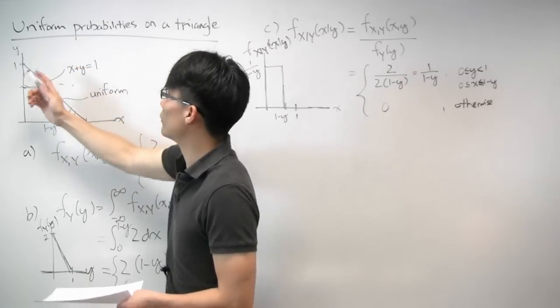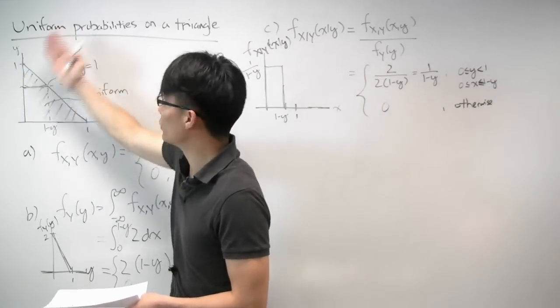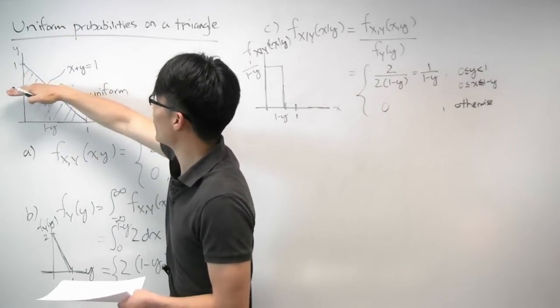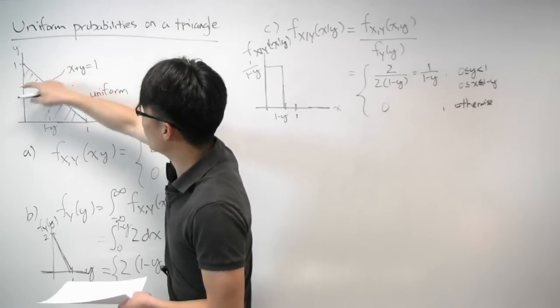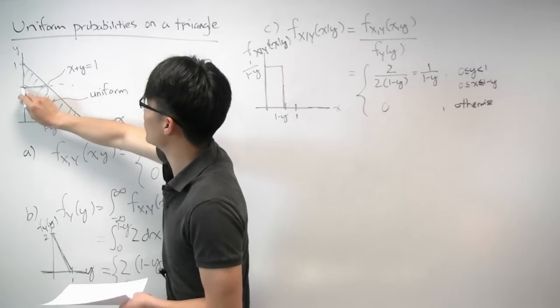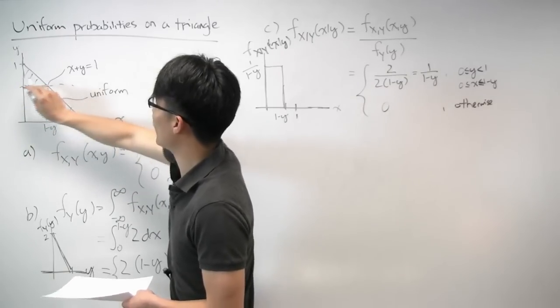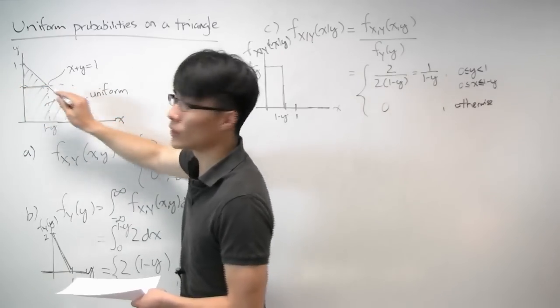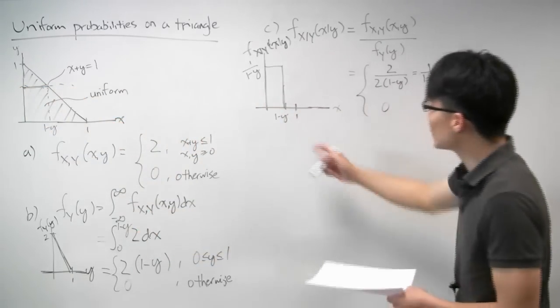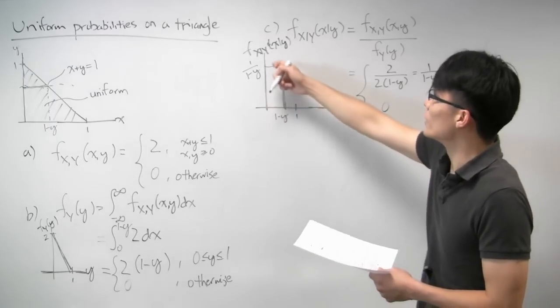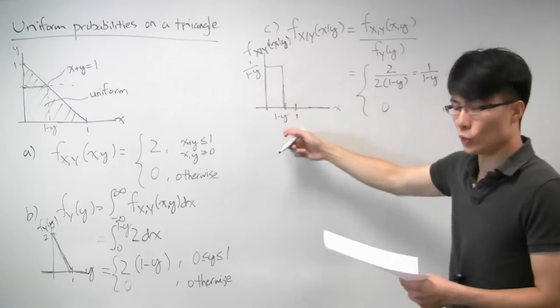Just imagine that you have a cake that is flat. Now you take a slice at this level, then whatever slice you have is also going to be a flat rectangle. So it's still going to be uniform. And that's why the conditional PDF of x given y is also uniform.